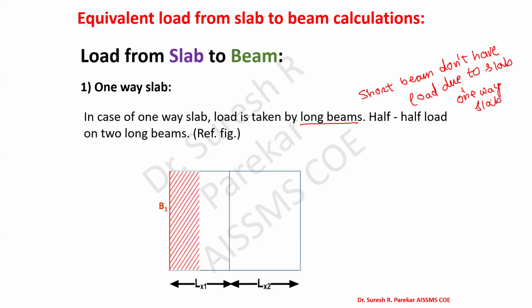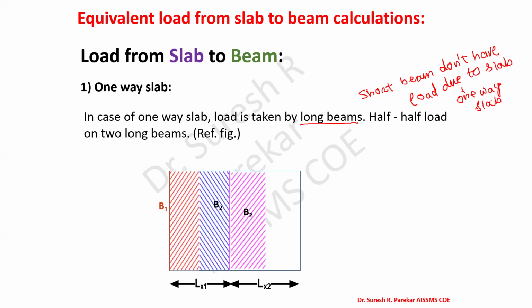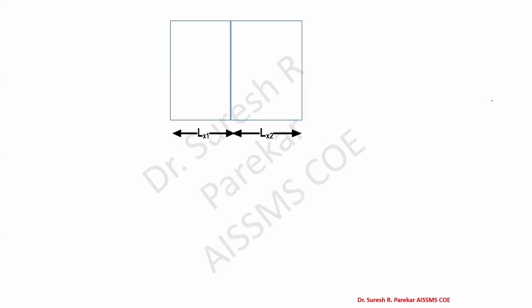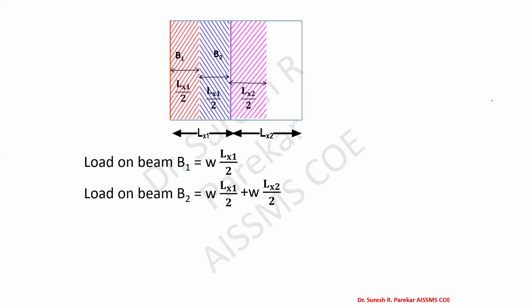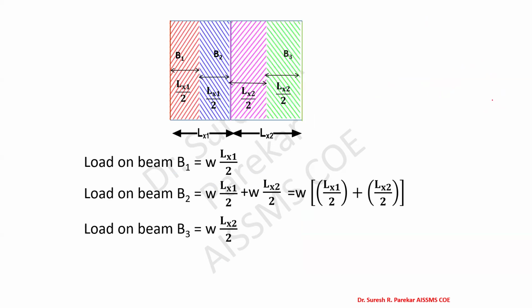So you can see this. We have B1 taking half of this, B2 taking half from both sides, and then B3 taking half on this side. I will not go much into detail. Half comes from both sides, so you can see this load transfer: Lx1 by 2 and Lx2 by 2, and this will be the load on beam B2.